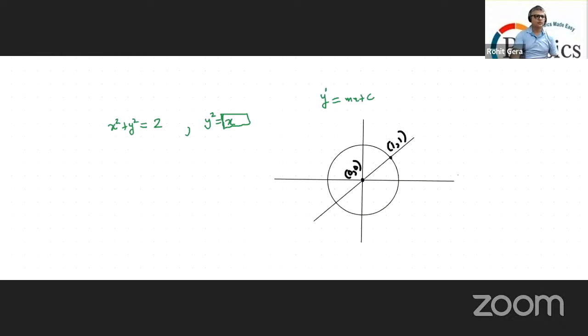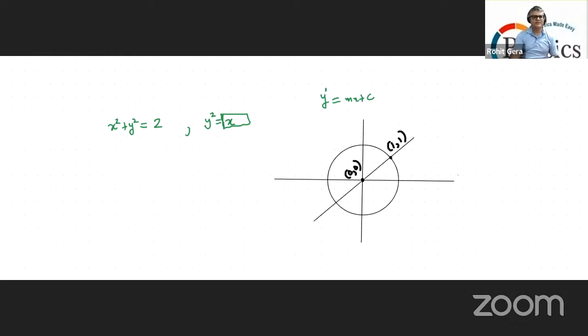So solve these two equations, put the value of y square is equal to x here, and make a quadratic of x. So this will become x square plus x is equal to 2, right? So x square plus x minus 2 is equal to 0. x square plus 2x minus x minus 2 is equal to 0. x into x plus 2 minus 1, x plus 2 is equal to 0. x minus 1 is equal to 0, x plus 2 is equal to 0. x is equal to 1, x is equal to minus 2.